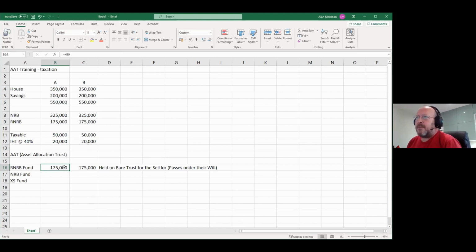What can't happen is his will can't say I give my whole estate to my brother, because then this would not qualify for the residence nil rate band. So the drafting of the will is quite important.